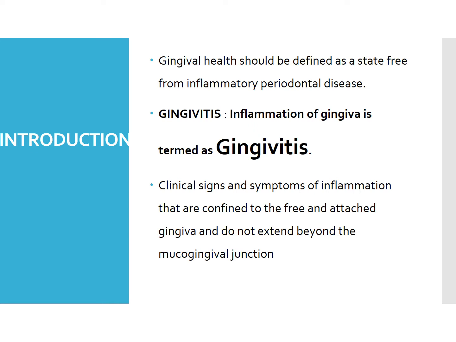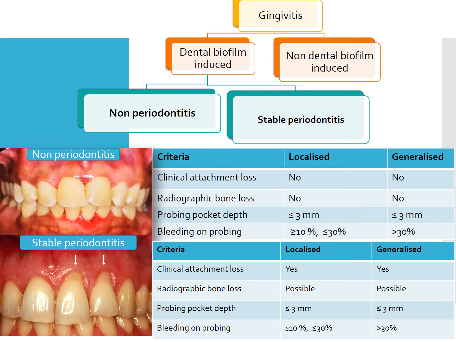Introduction. Gingival health should be defined as a state which is free from inflammation. So when there is inflammation of gingiva, it is termed as gingivitis. The clinical signs and symptoms of inflammation which are confined only to free and attached gingiva, when it is not involving the mucogingival junction, are called gingivitis.